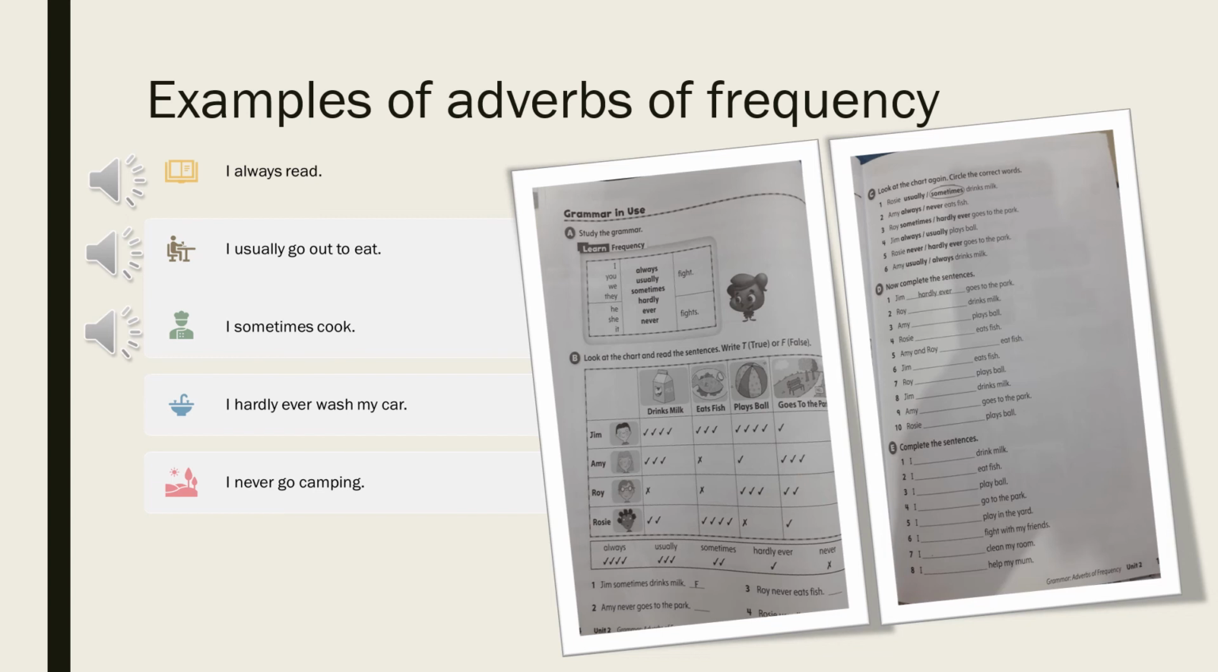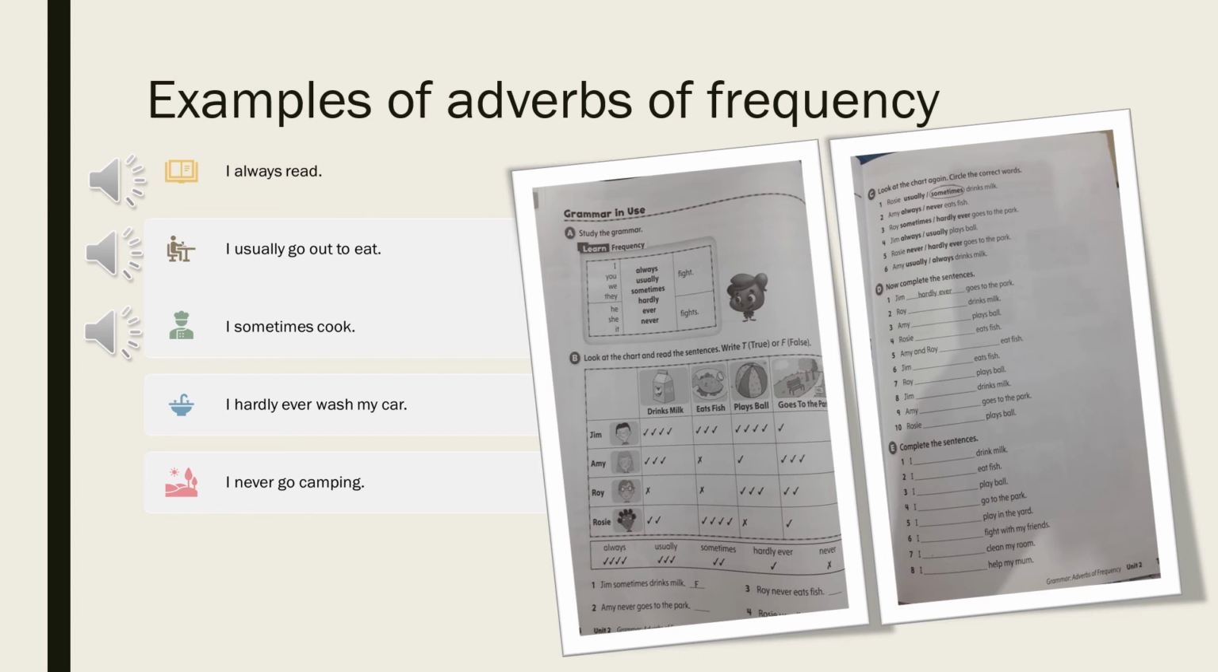Number 4, Rosie usually plays ball. Go in the Rosie section and see the plays ball box. It says cross. So Rosie usually plays ball is false because the box shows Rosie never plays ball.